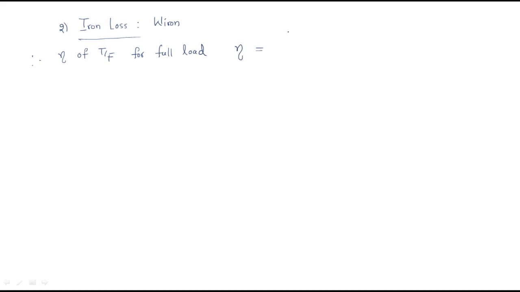Efficiency equals the rating of the transformer. I can write the output of the transformer as E2 I2 cos phi 2, divided by E2 I2 cos phi 2 plus copper loss. We can write I2 square R02 plus iron loss Wi, into 100. So this is for full load.